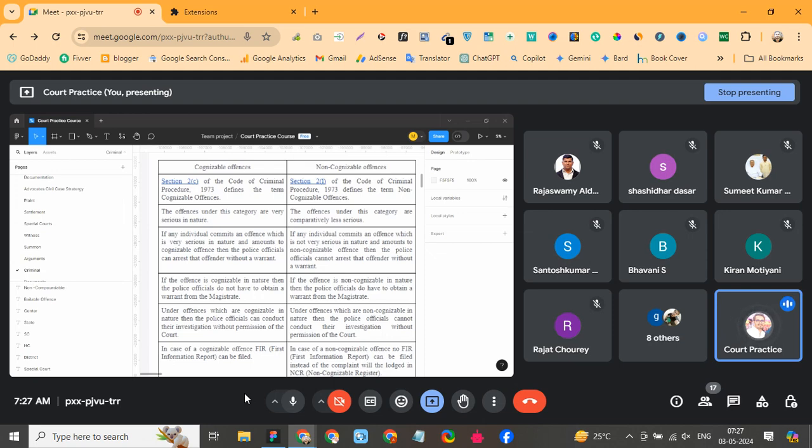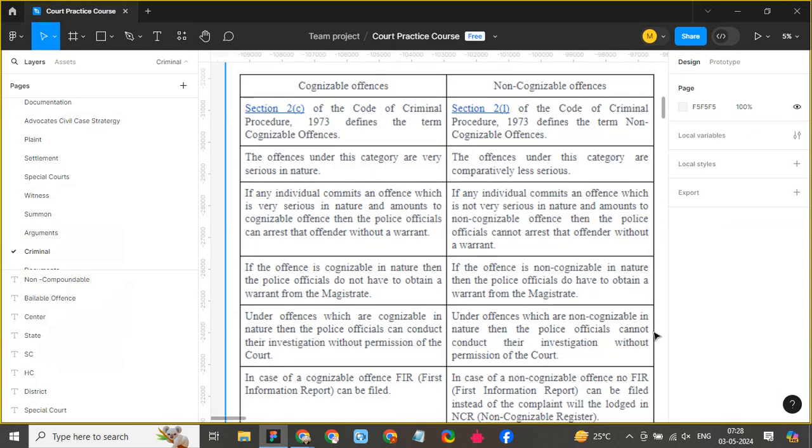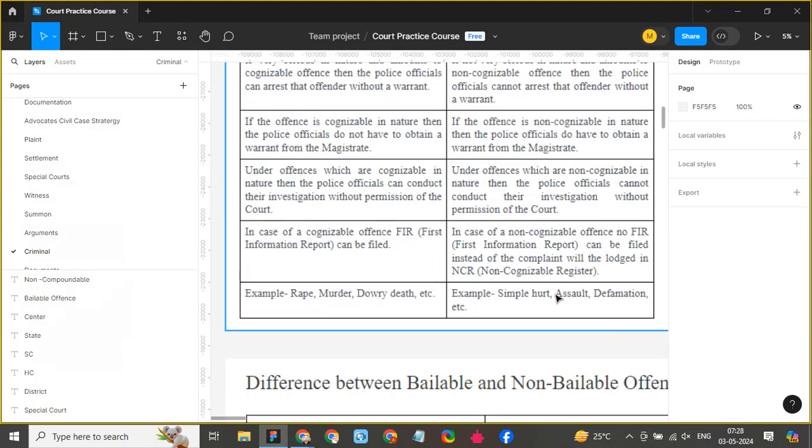In a cognizable offense, an FIR should be there to register the complaint, and in a non-cognizable offense, an NCR, which we can say is a non-cognizable report. It is the way to register a complaint for non-cognizable offenses. In simple words, we can say it as NC also. So these are the important parts. For example, non-cognizable offenses are many times about simple hurt, assault or defamation. All these are non-cognizable offenses.